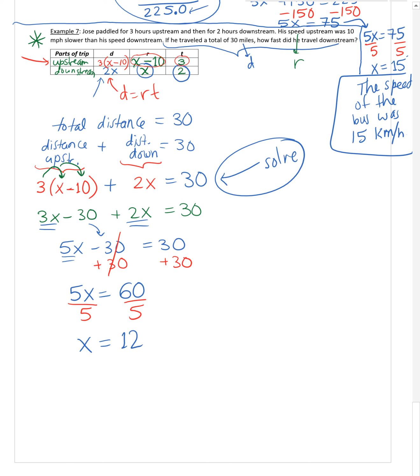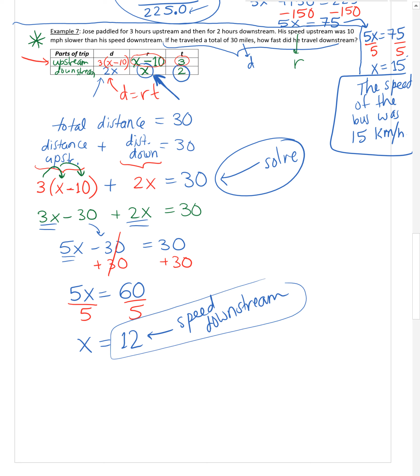Whew. And 12. This is where I have to remember what x was, and is that what they asked for? Let me look back at my table here. X was filled in this box. That's the rate or speed downstream. I have to remind myself of that. Is that what they were asking for? They asked for, at the very end of the problem, how fast did he travel downstream? Yeah, that's what they wanted, speed downstream. All right, so I'm almost done. All I need to do is sum it up with a sentence now.